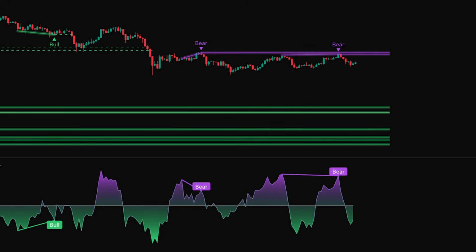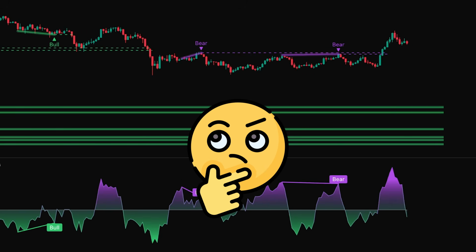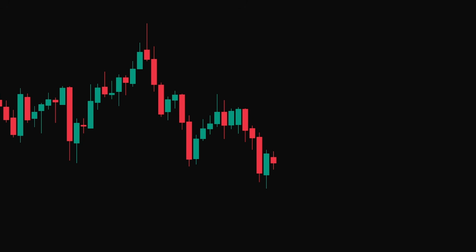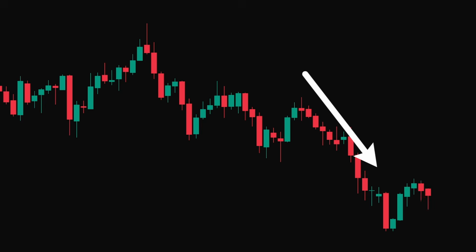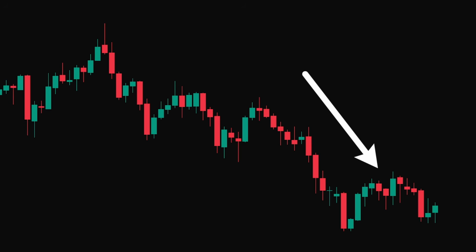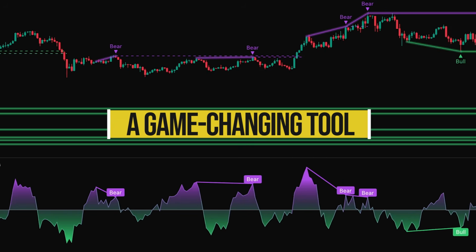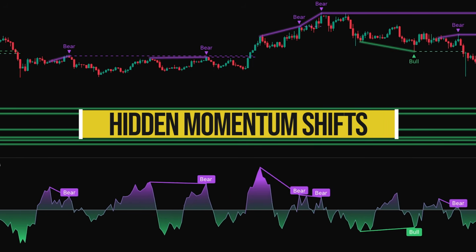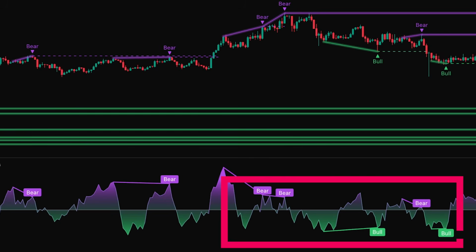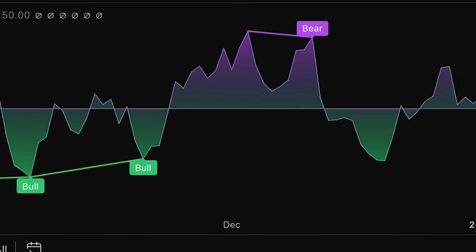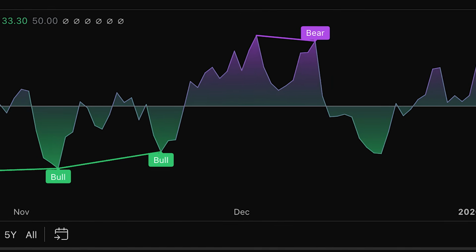If you're a trader who's ever stared at your chart wondering, is this the right time to enter or exit? Maybe you've jumped in too early on a reversal that fizzled out, or held on too long and watched profits evaporate. Then stick around. Today I'm sharing a game-changing tool that spots hidden momentum shifts and turns them into actionable zones on your chart. Let's dive in and make your trading simpler and smarter.